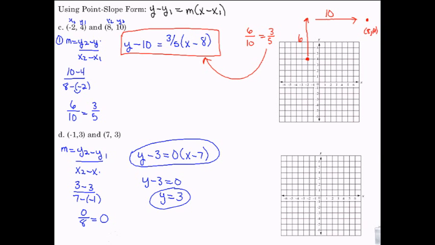And then if you did this on the graph, I'd have negative 1, 3. And I'd have 7, 3, and I'd have a flat line, so I'd have no slope. So I'd end up with the same thing.